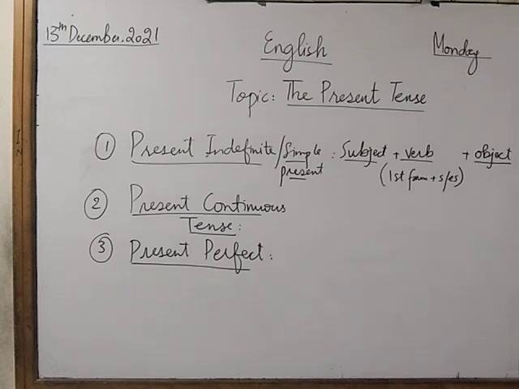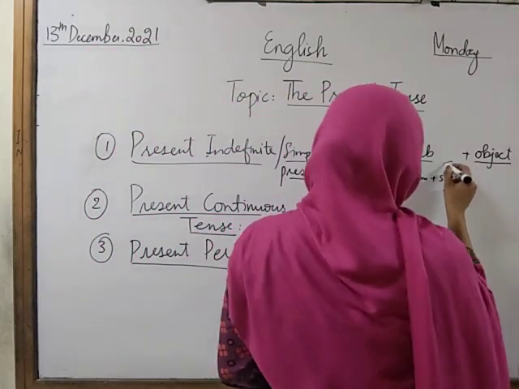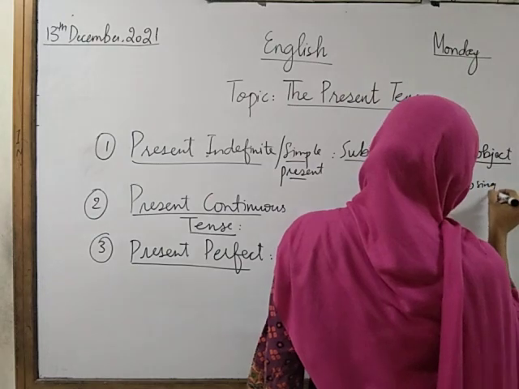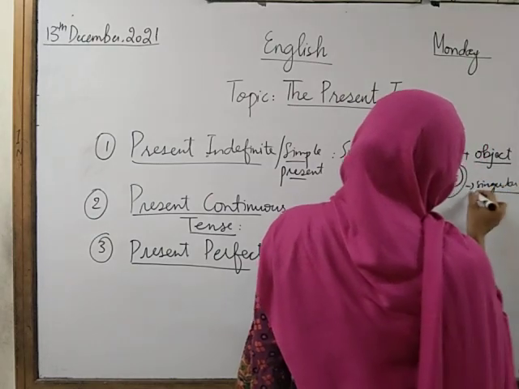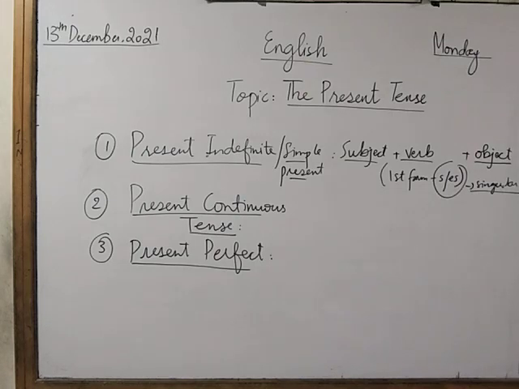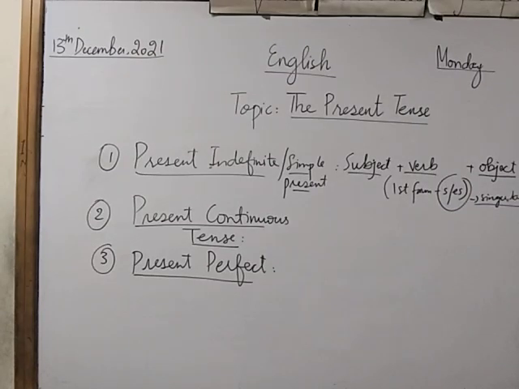What do we have? We have a subject, we have a verb that is in the first form, that will always be in the first form in simple present tense, and it will always have s or es after it. And then we have our object. And this is, as we all know, true for singular subjects, because when we have a plural subject, we are going to put simply the first form of verb. Then the second one is present continuous tense.